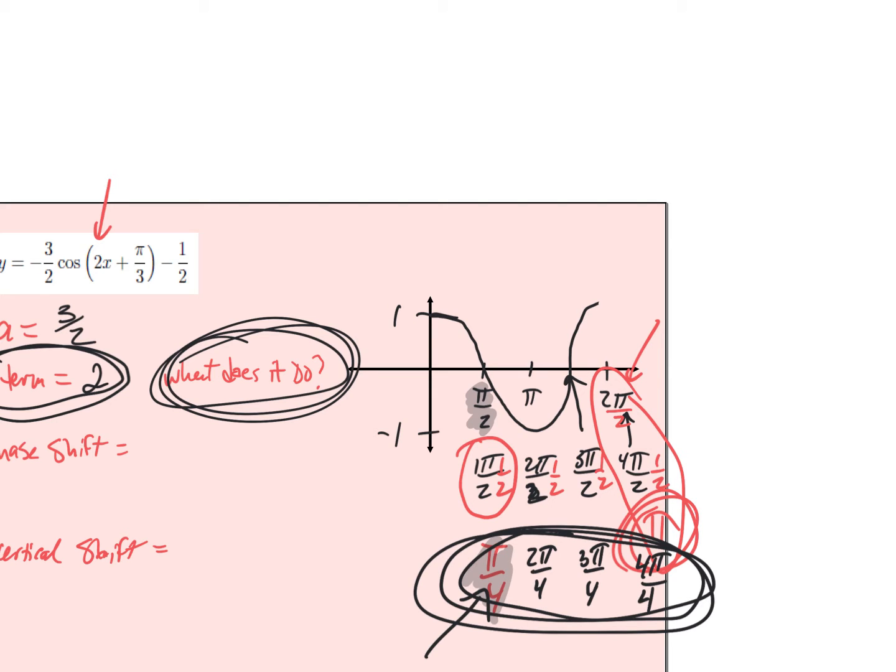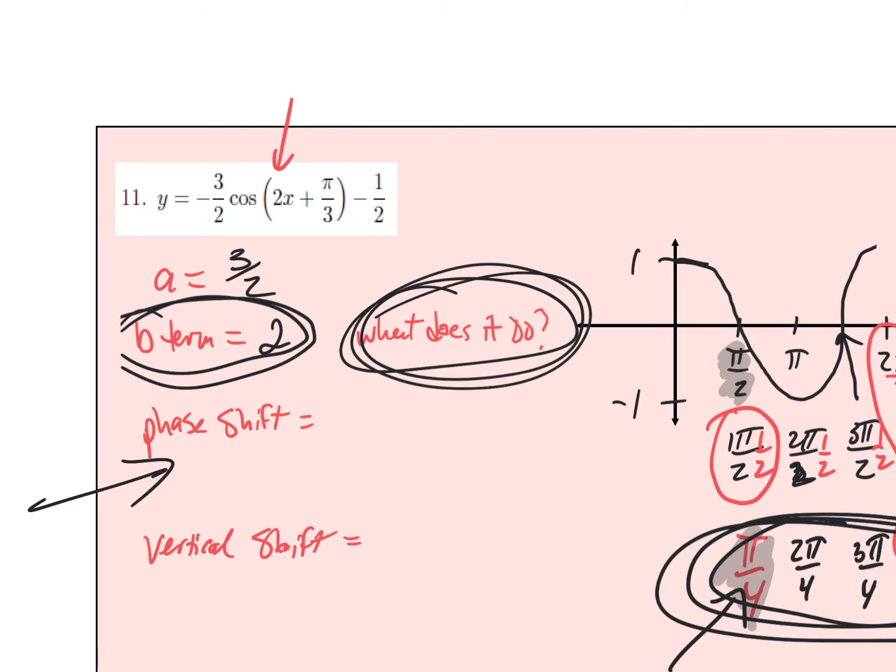Okay. Now we got to figure out the phase shift. If you can factor this, you should. 2 comes out to the front. Once the 2 comes out, I have x plus pi over 3. No. Think about this. If I put a pi over 3 right here, and you multiply the 2 back in, it doesn't give you pi over 3. What you're really doing when you factor something is dividing by that number.